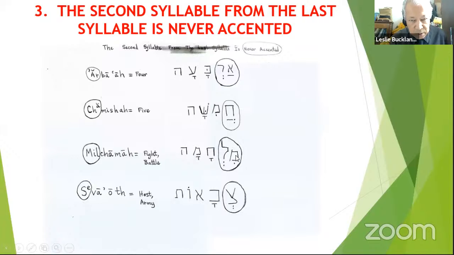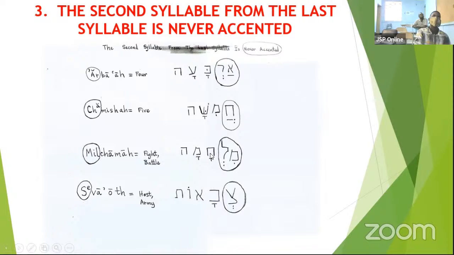Here is another word, milkama. 3 syllables, which means fight or battle. Let's find the last syllable. What's the last syllable in this word here? Ma. You're correct, ma. That's the last syllable.